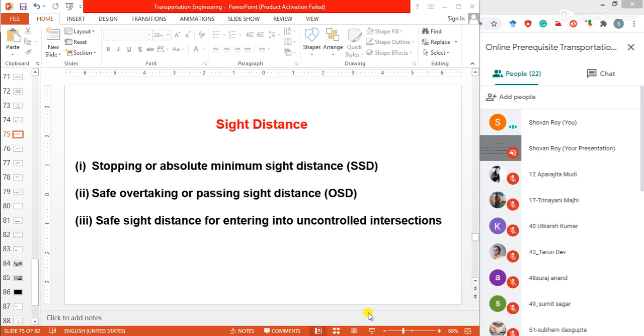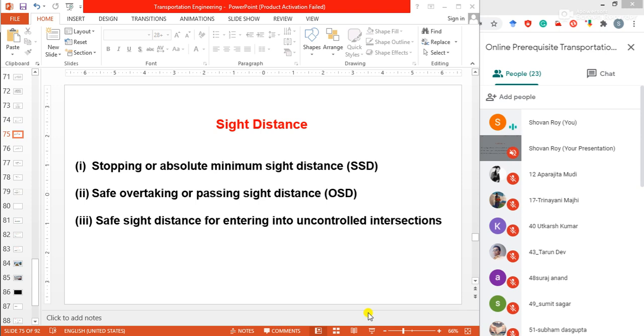So any obstruction at a certain height from the carriageway in the vertical direction, as well as the horizontal distance from the driver to the obstruction, during the traveling of the vehicle on the carriageway, is called the sight distance. And it always happens in an instance.